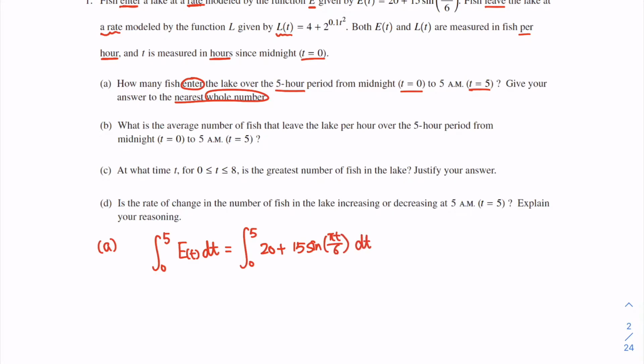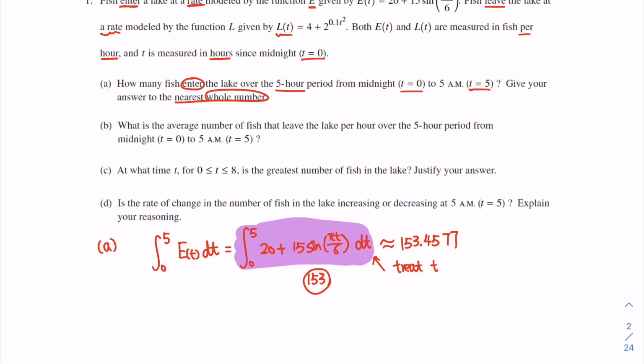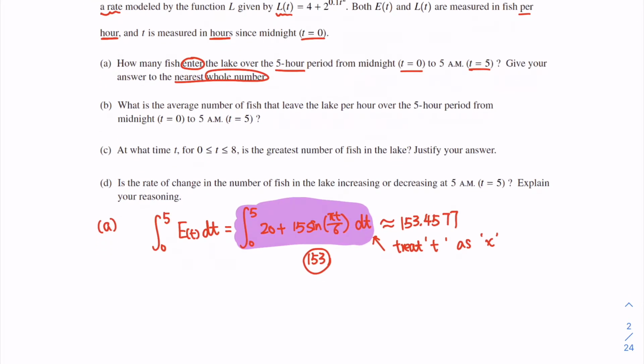To get the final answer, which is about 153.4577. Because it's a whole number, we are going to keep our answer as 153. The only thing I want to say here is when we're trying to evaluate this in the graphing calculator, make sure you treat variable t as x. It's the same thing. Everybody should get used to keeping your answers to at least 4 decimals.